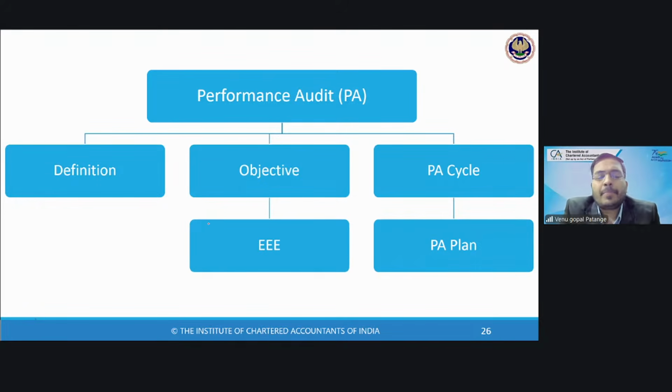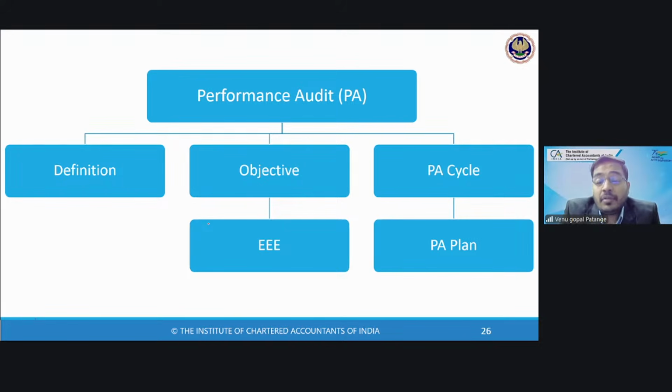So performance audit, we will be seeing the definition of performance audit and the objective of performance audit, which is triple E, what we have just seen in case of compliance together with performance: economy, efficiency, and effectiveness. Once you remember this, you can easily answer the objective of performance audit.